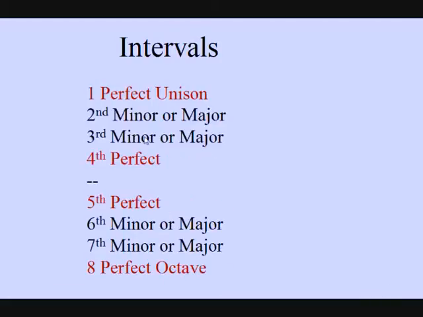Now, with regard to the second, third, sixth and seventh numbers, which are going to be the names of the intervals, they are subject to being minor or major, as you can see here. They're never going to be perfect. The perfects are only the 1st, the 4th, the 5th and the 8th. We also need to say that position number 1 is commonly named the unison.